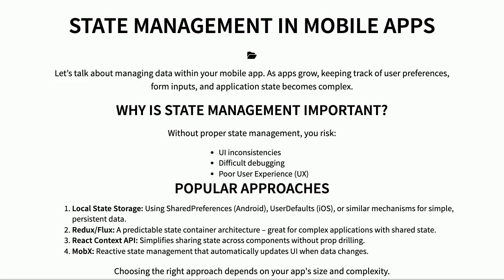Okay, let's dive into state management. Basically, it's all about how your mobile app keeps track of information, things like user settings or what's currently displayed. Without a good system for managing this data, you can end up with a confusing and frustrating experience for users. You might see the same screen behaving differently at different times, which is a big no-no. There are several ways to handle this, from simple local storage options like saving preferences to more robust architectures like Redux or React Context. The best choice really depends on how big and complicated your app is.